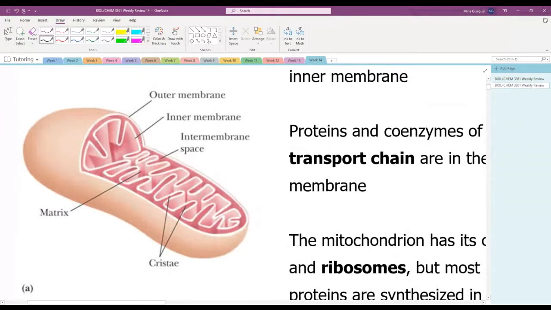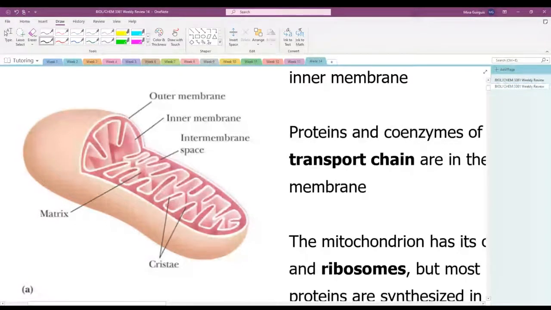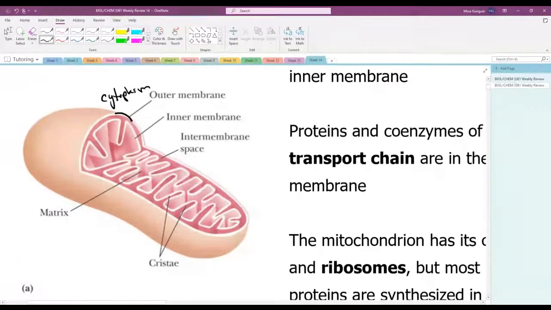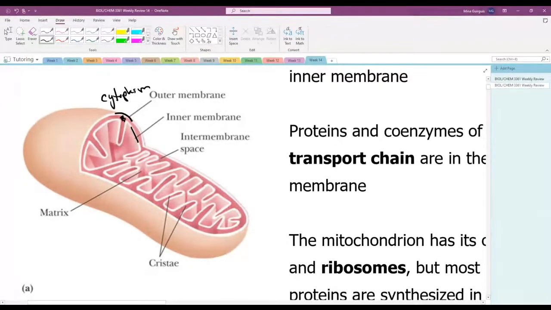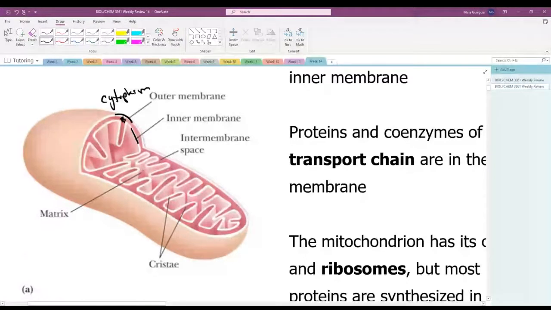So mitochondria have two membranes. There's this outer membrane, so this would be outside, the cytoplasm. Between the outer membrane and the inner membrane, there's what's called the intermembrane space. Then this right here is the inner membrane, and this is the mitochondrial matrix. So this part is the matrix.